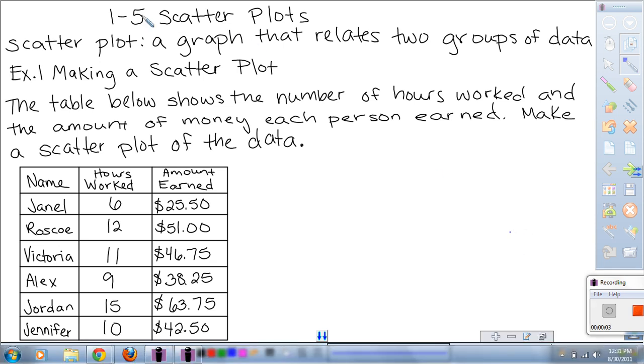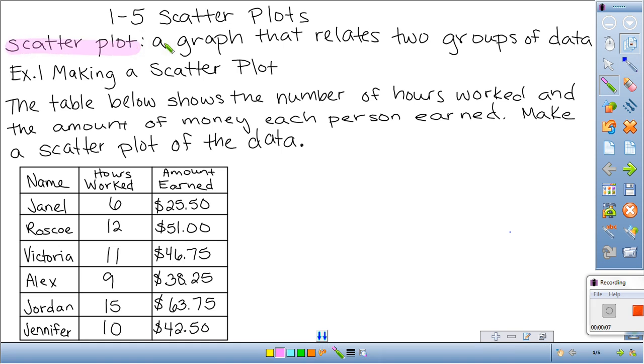This is lesson 1-5, scatter plot. A scatter plot is a graph that relates two groups of data. So let's look at making a scatter plot. The table below shows the number of hours worked and the amount of money each person earned. Make a scatter plot of the data.